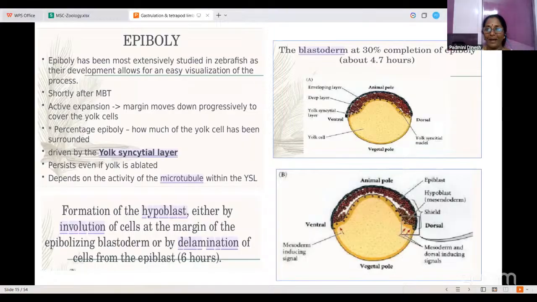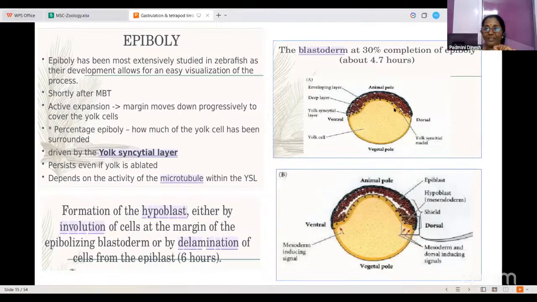Now, the movement of the margin around is what the cell is going to do to cover the yolk cells by epibole. And how much of the yolk cells has been surrounded depends on the percentage of the epibole. If this is 50%, then 90% and 100%. We're going to talk about them. And these are driven by yolk syncytial cells. Now, this layer is called the yolk syncytial layer, with the yolk syncytial cell nuclei present in it.